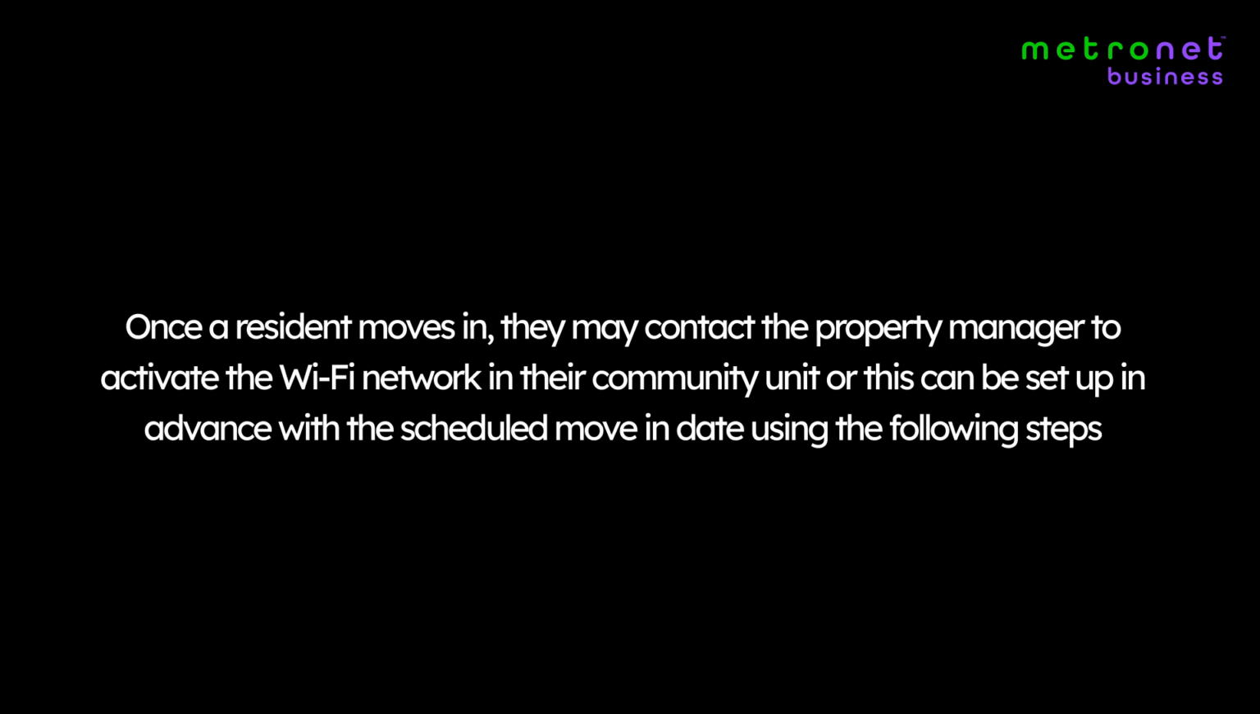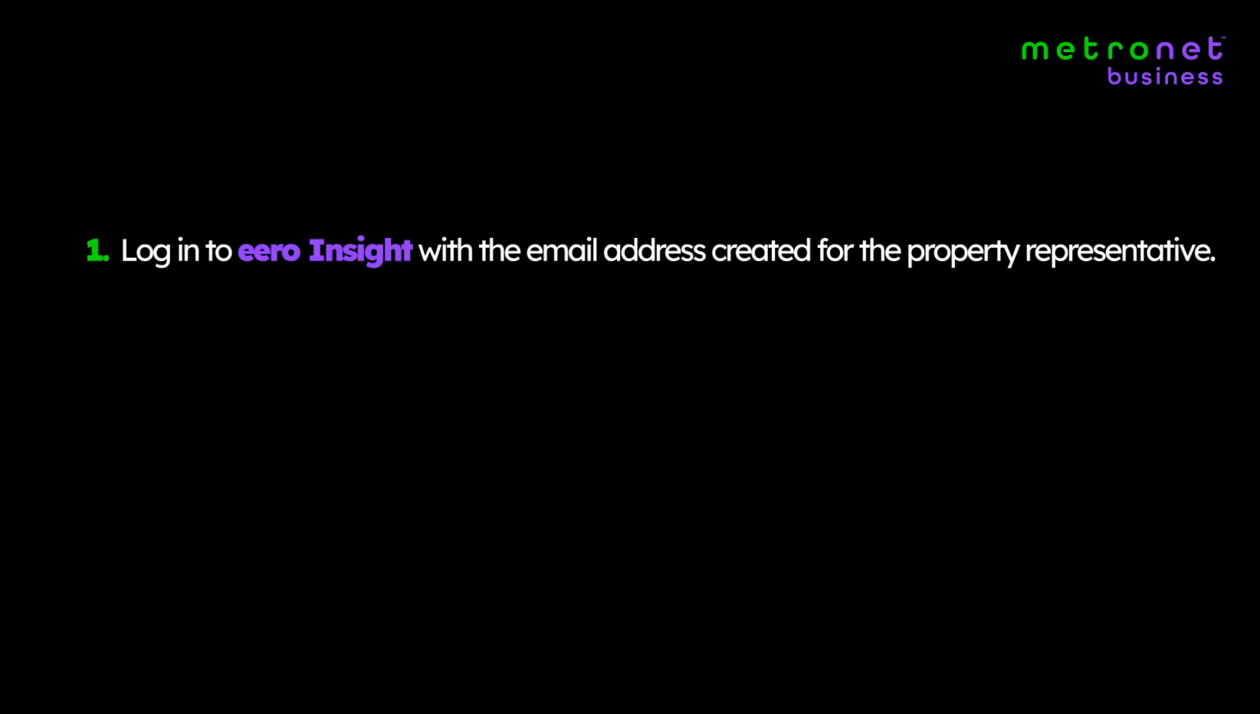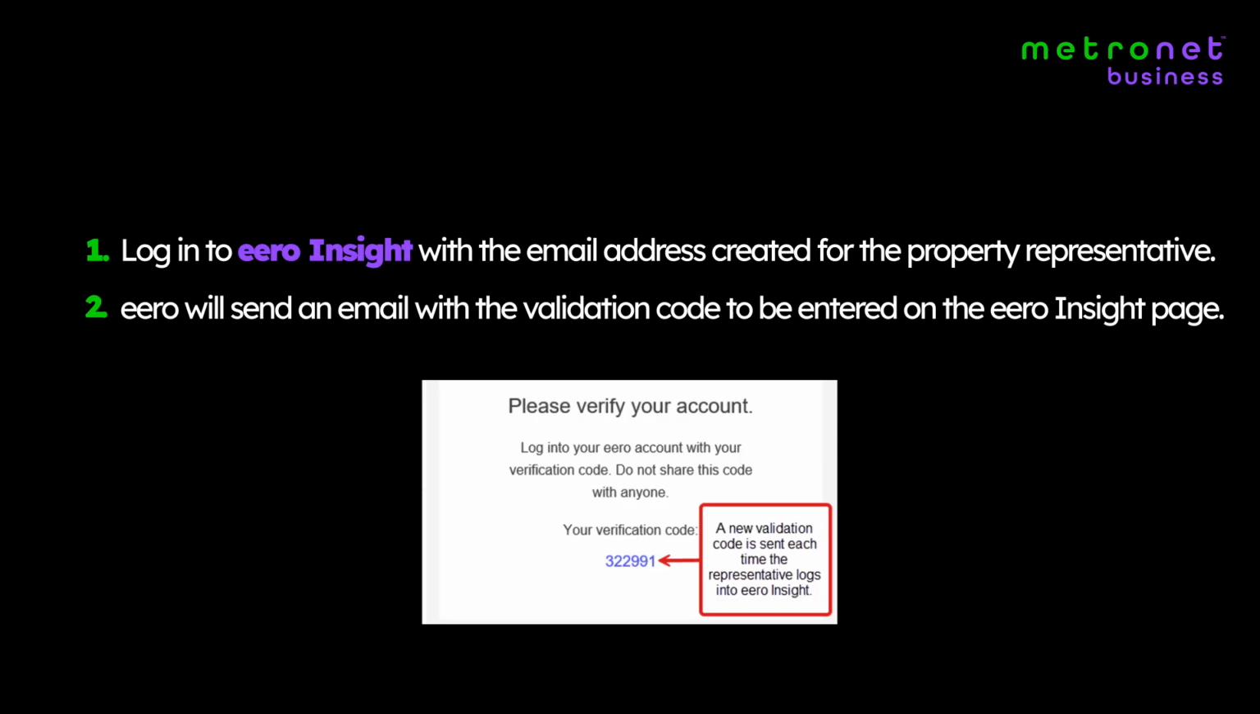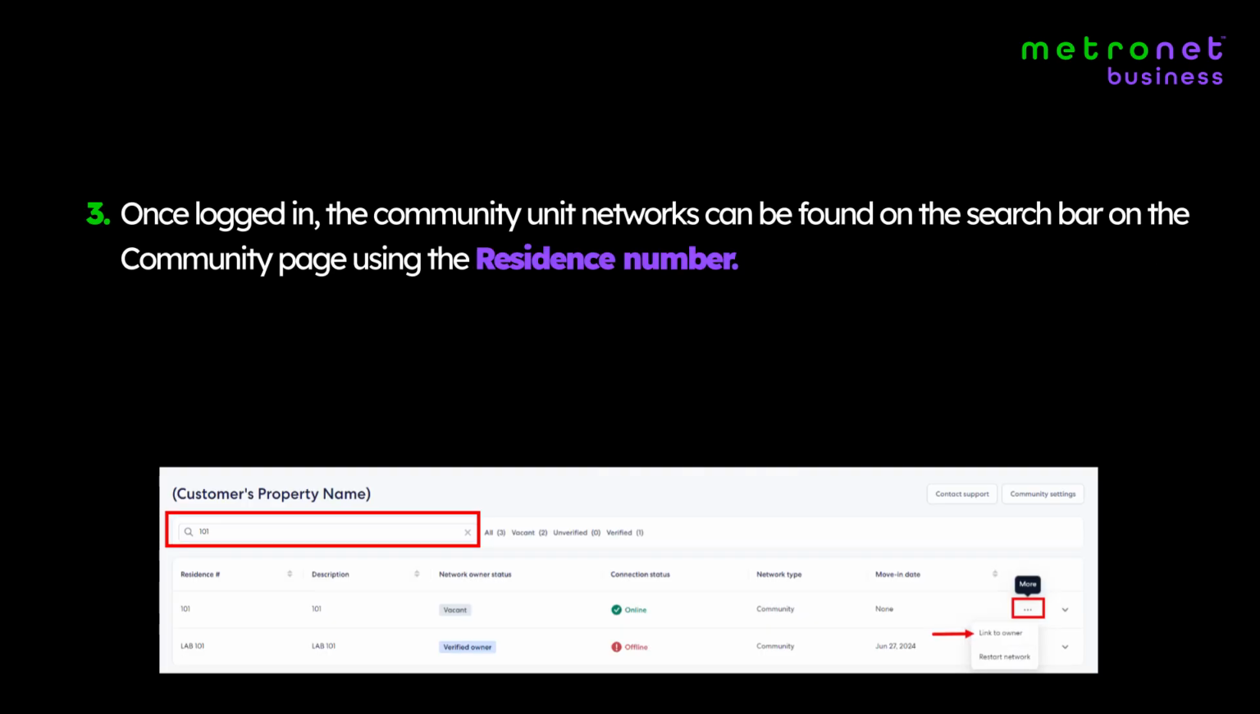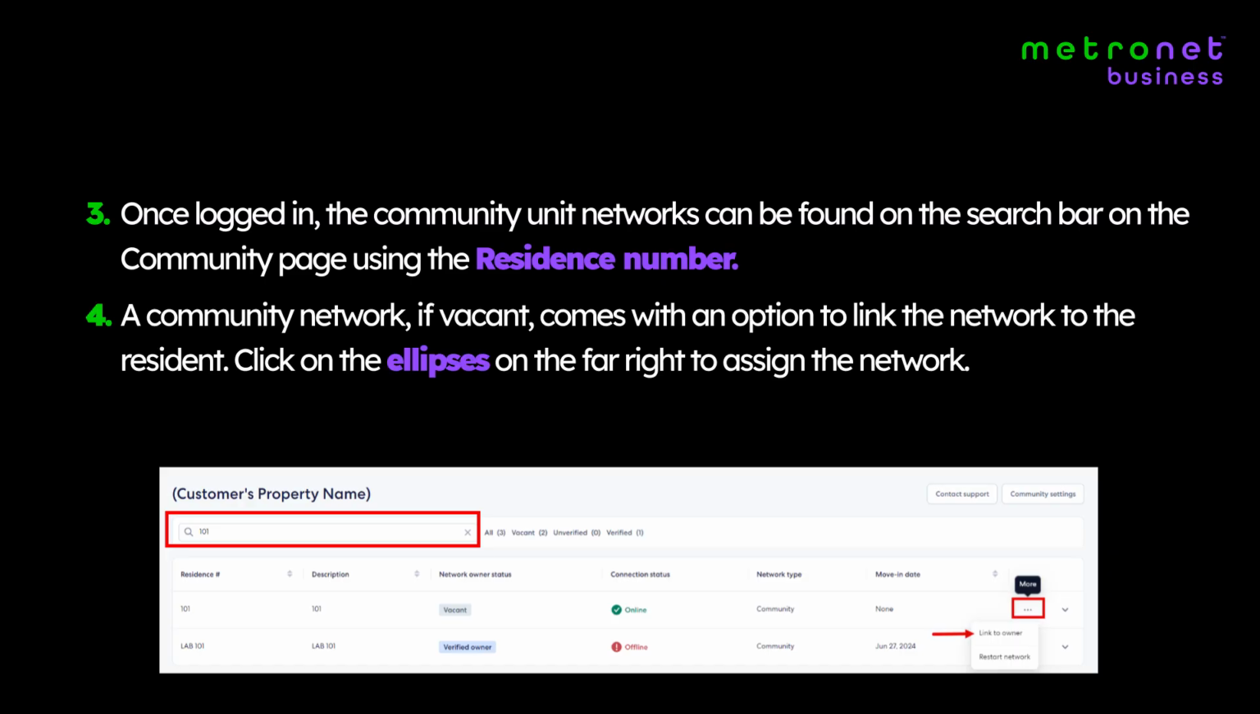Once a resident moves in, they may contact the property manager to activate the Wi-Fi network in their community unit, or this can be set up in advance with the scheduled move-in date using the following steps. 1. Log in to eero Insight with the email address created for the property representative. 2. eero will send an email with the validation code to be entered on the eero Insight page. 3. Once logged in, the community unit networks can be found on the search bar on the community page using the residence number.